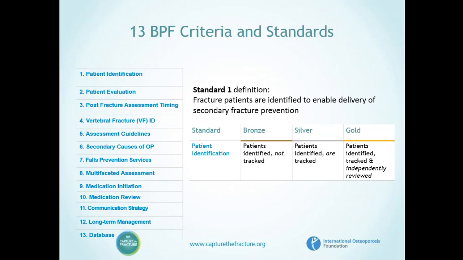The 13 best practice framework criteria and standards are these, and I will go through them with you. It starts out by the definition for the first one. It's that fracture patients are identified and enabled delivery of healthcare, of secondary fracture prevention. And as you see, we have the standard, and then we have various levels, in this case bronze, silver, and gold. And here you can see whether we are able to track, or if they are tracked, or if you have an independent ability to review. And this really comes back to the final standard about databases and organizational structure.